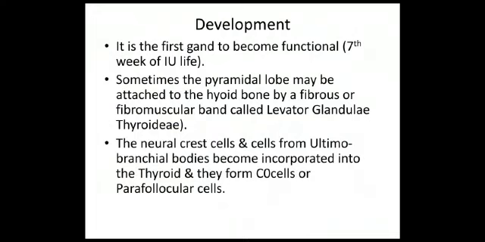Sometimes the pyramidal lobe may be attached to the hyoid bone by a fibrous or a fibromuscular band called the levator glandulae thyroideae. The neural crest cells and cells of the ultimobranchial body become incorporated into the thyroid, and they form what are called the C cells or the parafollicular cells.